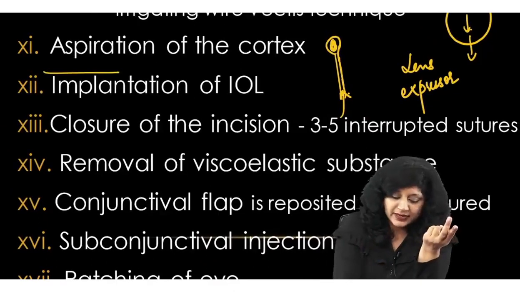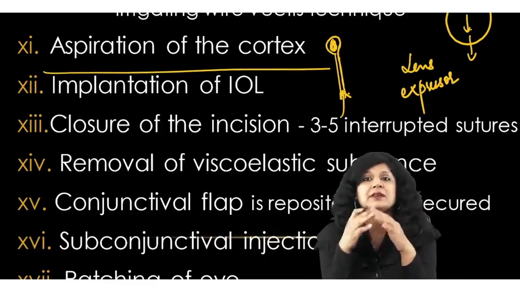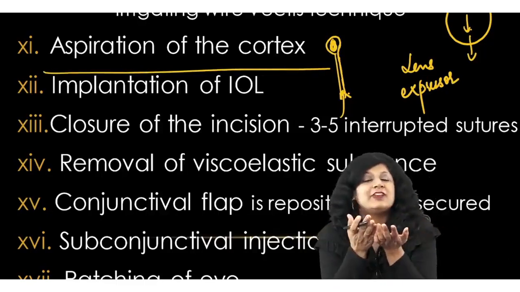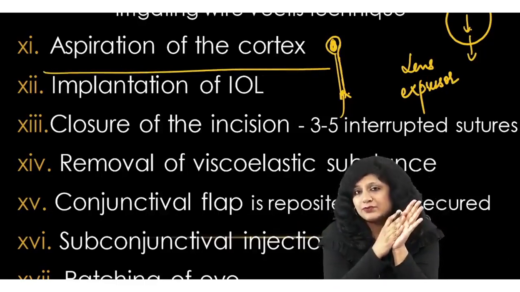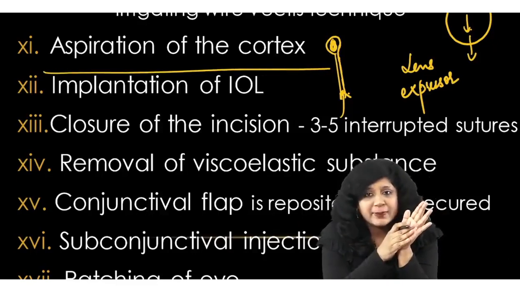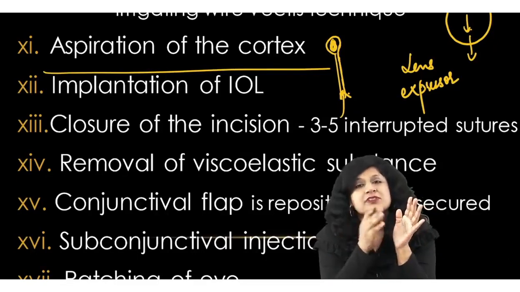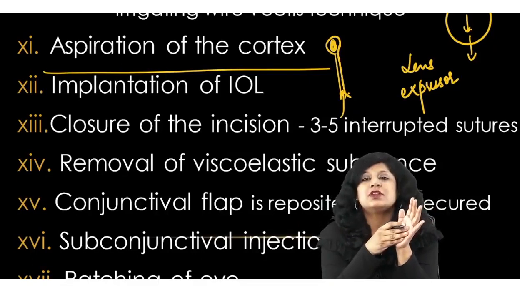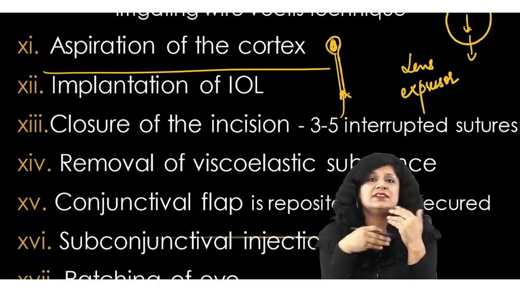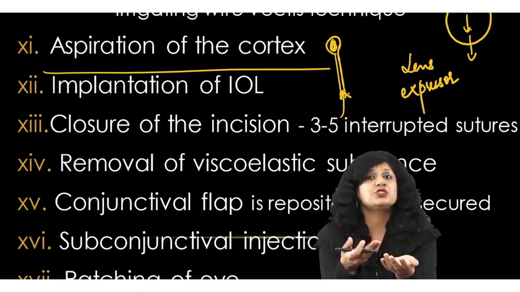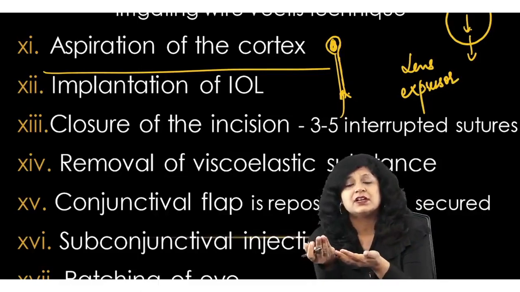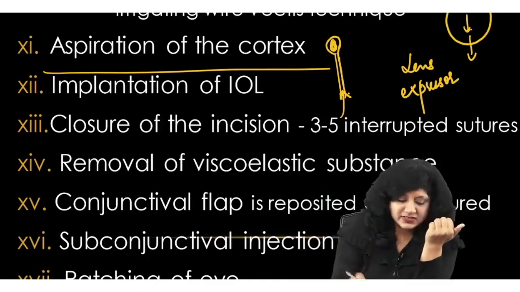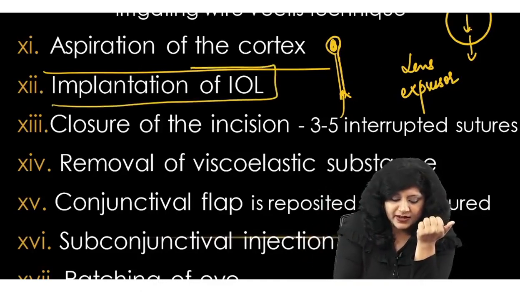You will then aspirate the remaining cortical matter, because ultimately I have to make that area very, very clean, so that now I am left only with the posterior capsule, so that I can implant my IOL. So you start with the irrigation and aspiration of the cortical matter. Now once the irrigation and aspiration of the cortical matter is over, now is the time of your IOL implantation.